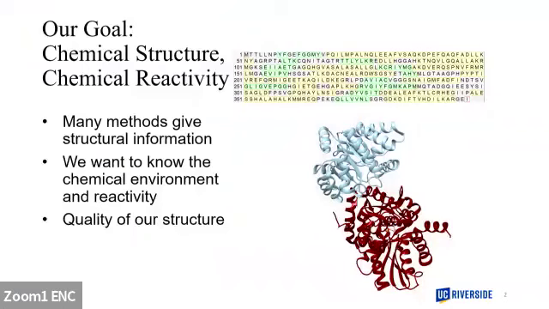There are many methods which give us structural information about a protein or enzyme system, and these methods can offer indirect information about the chemistry of our system. I'm going to be talking about work in our lab where we can improve our structural detail, but also gain insight into the chemical environment and the reaction mechanism. Indeed, a motivating factor for us is knowing the chemical environment and reaction mechanism.